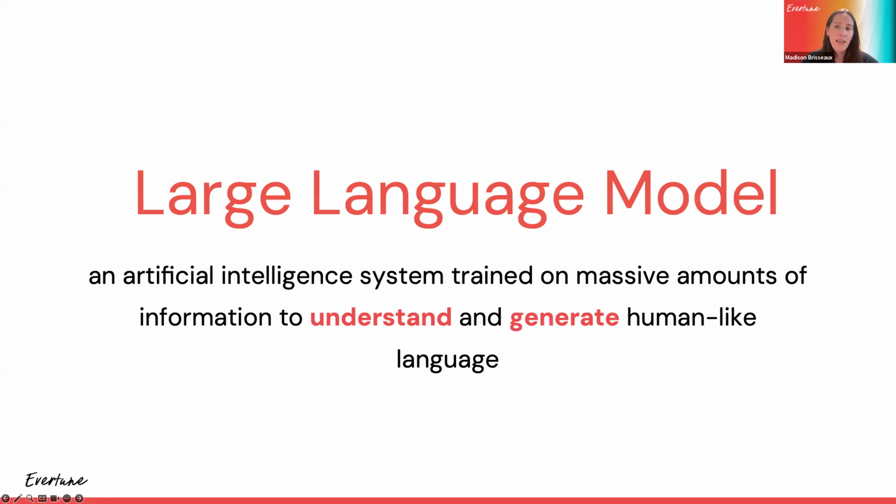The shift is really happening because of large language models. So, what is a large language model, also known as an LLM? It is an artificial intelligence system that's trained on massive amounts of information to understand and generate human-like language. Before we get into how they work, let's first take a look at how they differ from traditional search.